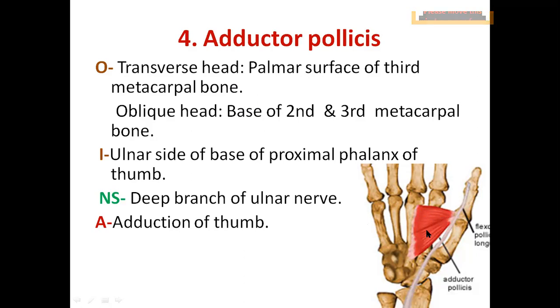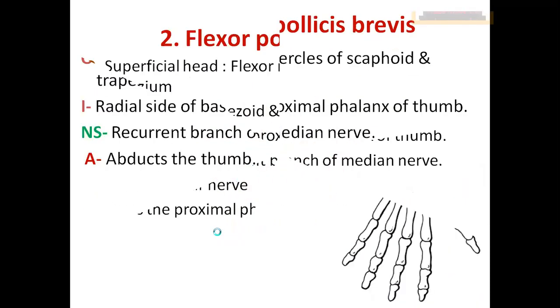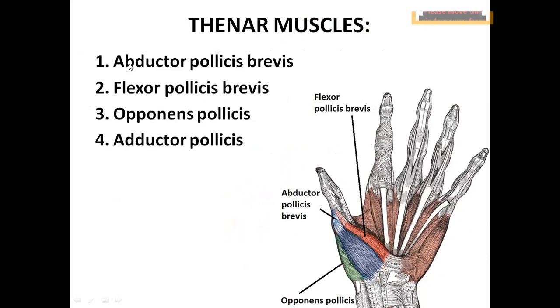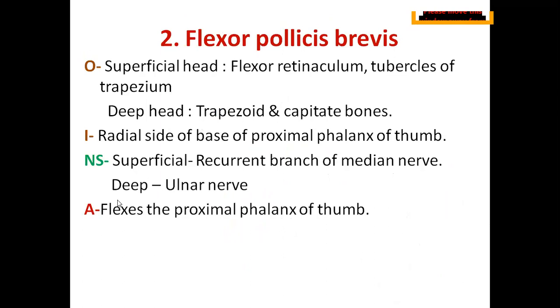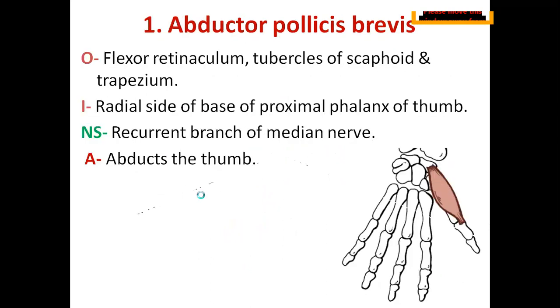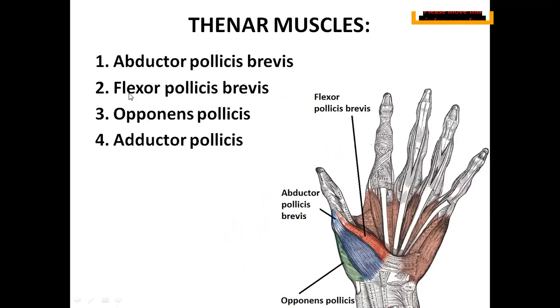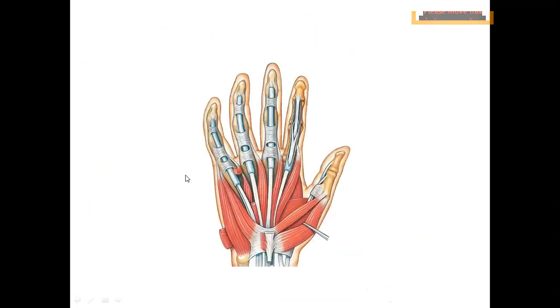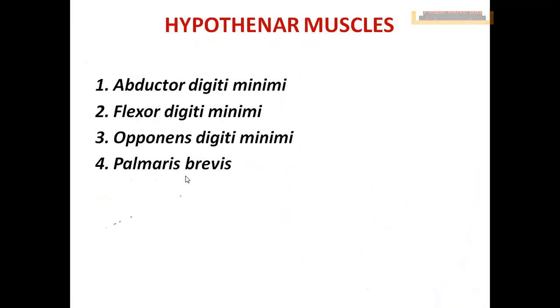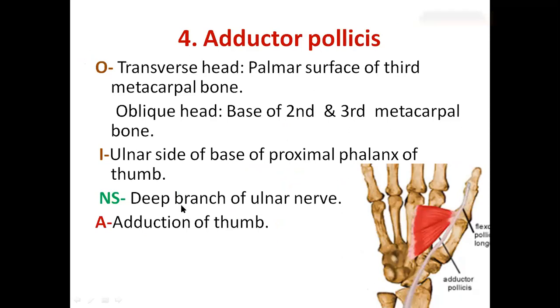Now, if you simply remember, all the AFO muscles are supplied by the median nerve only. The first three muscles you have seen, 1, 2, 3, are supplied by the median. Of course, flexor pollicis brevis, its deep head is also supplied by the ulnar nerve. But at least I want you to remember that abductor pollicis brevis, flexor pollicis brevis and opponens pollicis are supplied by the median nerve, whereas adductor pollicis is supplied by the deep branch of the ulnar nerve. First three muscles, median nerve. Last muscle, ulnar nerve. At least that much you try to remember.